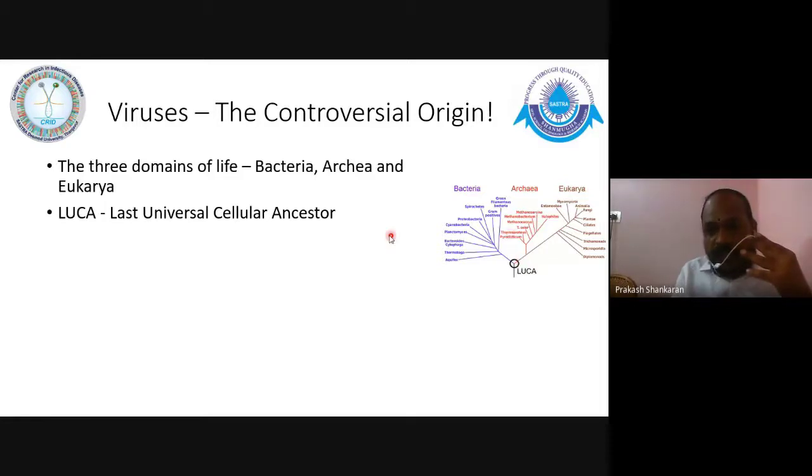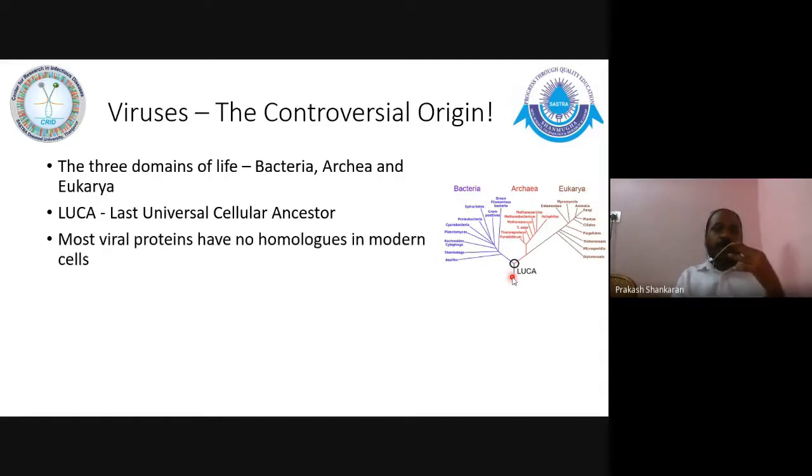Funny thing is, the hypothesis says that the viruses are there somewhere in the beginning, but viruses do not belong to any of these three domains of life that we say today. They are not even the LUCA. Then what are viruses? Why do viruses have no place in the three domains that we have today? There are a lot of virus proteins, but most of these viral proteins have no homologs in modern cells, any of these cells.